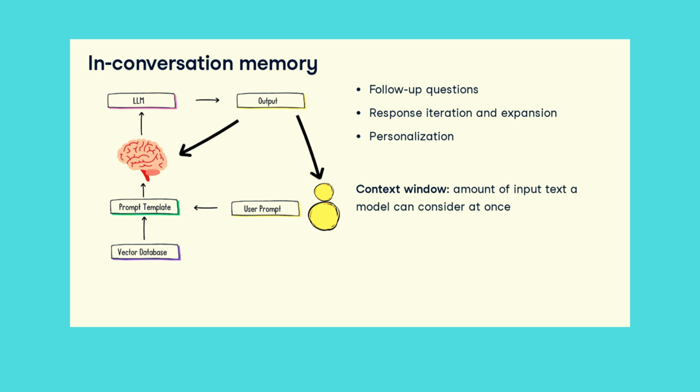An LLM's context window is the amount of input text the model can consider at once when generating a response, and the length of this window varies for different models. We'll cover 3 LangChain classes for implementing chatbot memory: chat message history, conversation buffer memory, and conversation summary memory.